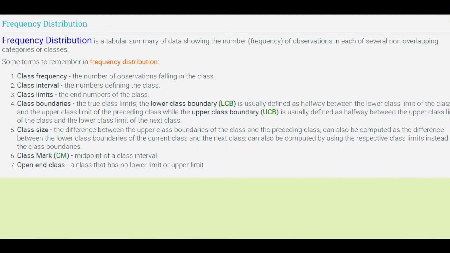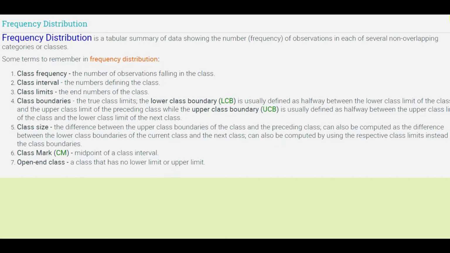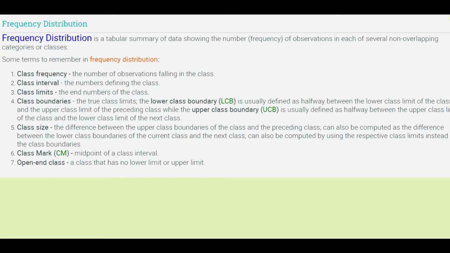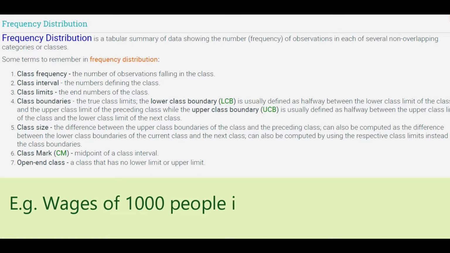Or we can have numerical frequency distribution, commonly known as grouped frequency distribution. In a grouped frequency distribution, the numerical data are divided into classes. This is very useful, especially when the number of observations is very large, like getting the daily wages of 1,000 people in a particular community.